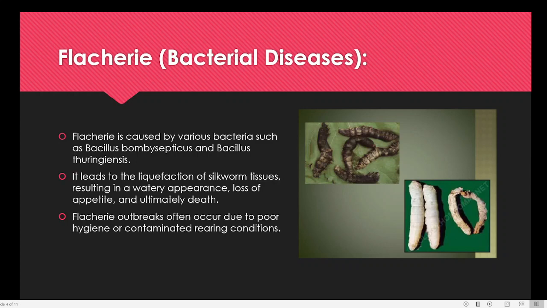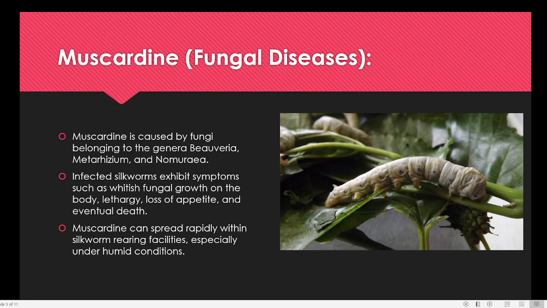So that is how Flacherie disease progresses, and it is also due to poor hygienic conditions. One important thing that we have to keep in mind is that whenever we are cultivating silkworm, unless we take care of these hygienic measures properly, there will be large scale mortality of the silkworms. So that is the second disease, known by the name Flacherie. It is a bacterial disease.